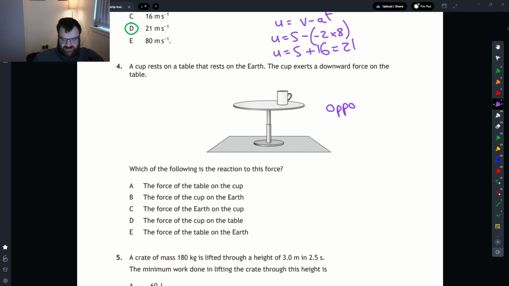And this one we're dealing with our pairs of forces. We have opposite and equal. So downwards force on the table. So cup on the table means table on the cup. And that is just what A is. So yeah, read the part that they're telling you, and then you want to flip round what is pushing on each other.